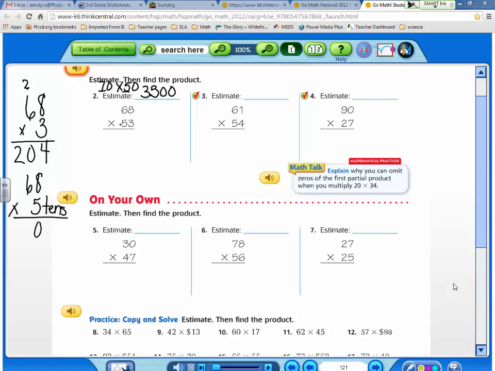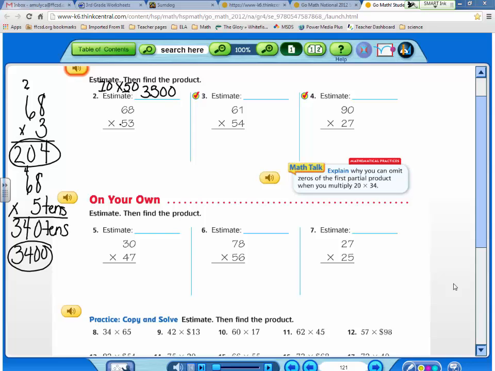5 times 8 is 40, carry the 4. 5 times 6 is 30, plus 4 is 34. And because it's tens, we would have 3,400 as our answer for that part. And you'll see where these fit right into the problem that we're doing. So let's take a look.